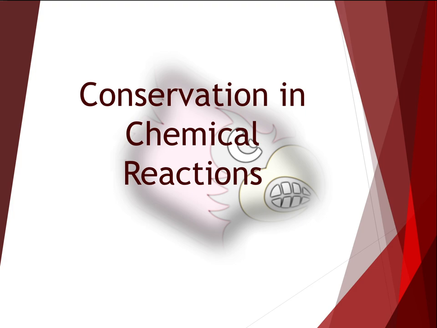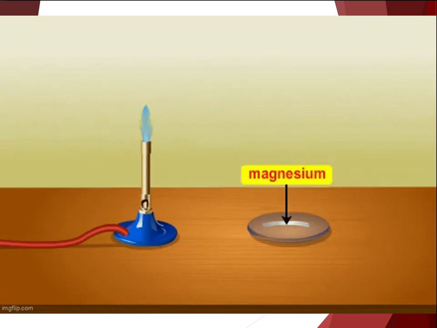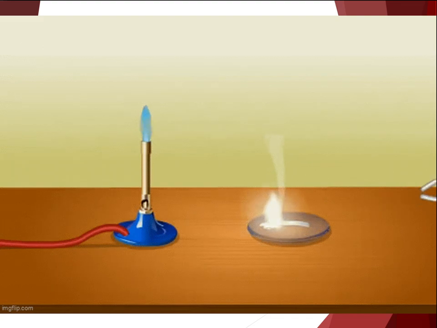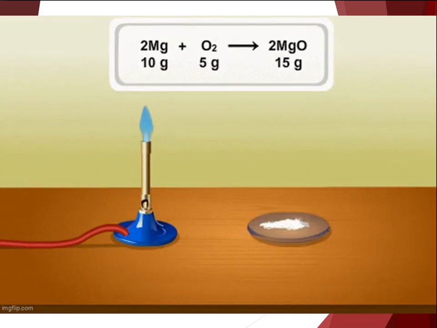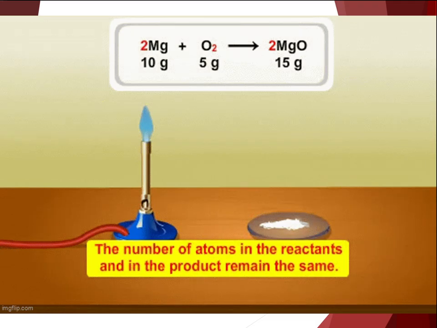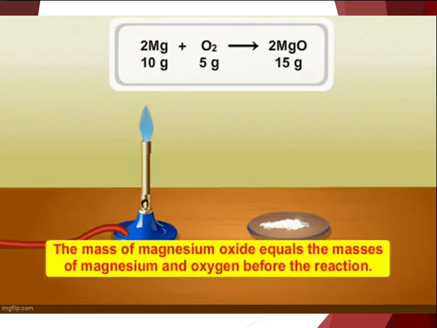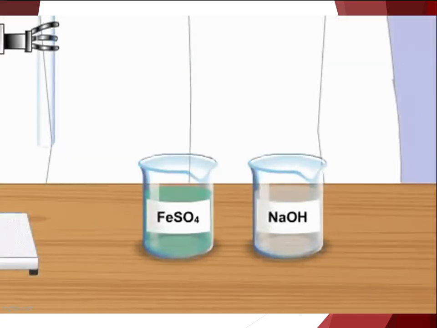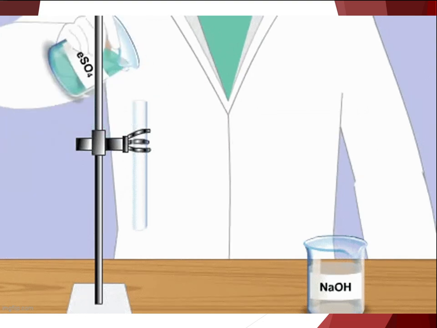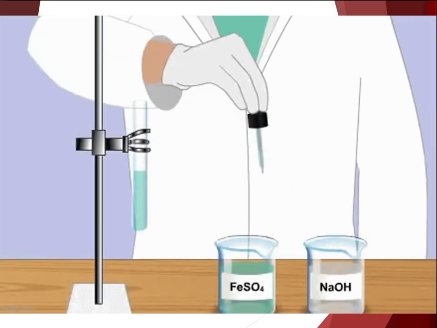Conservation in chemical reactions. The equations for chemical reactions always balance because they follow the law of conservation of matter. During a chemical reaction, matter is neither created nor destroyed. Each atom from the reactants is used in the products.